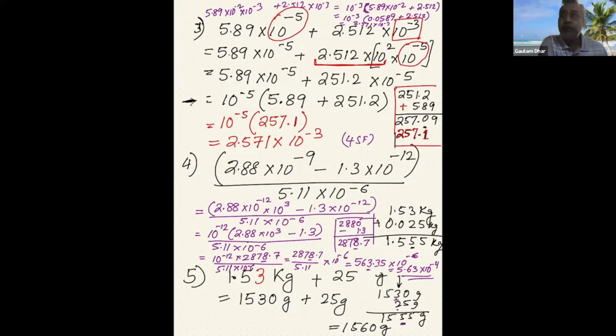That's on the top in violet. The first factor is 10 to the minus 5, and I kept it like that. The second factor was 10 to the minus 3, so I can write that as 10 to the 2 times 10 to the minus 5. So I broke down the power so that I get 10 to the minus 5. My first number is 5.89 multiplied by 10 to the minus 5, which remained as it is. But the second one is 251.2 multiplied by 10 to the minus 5.